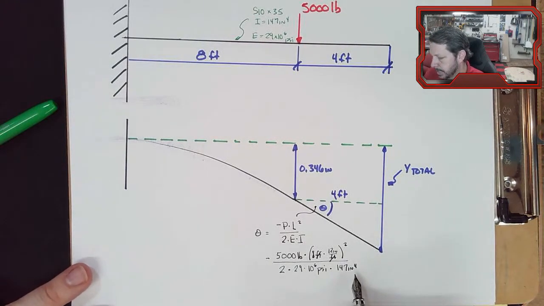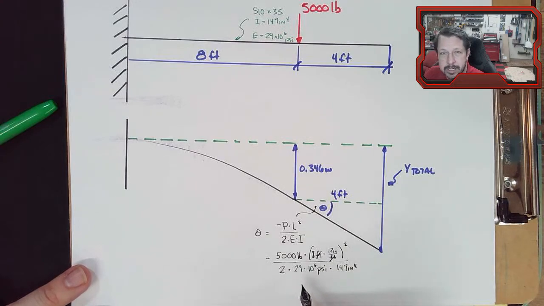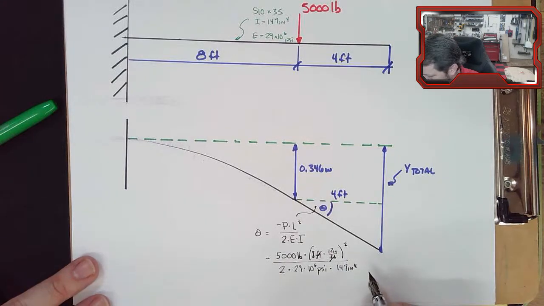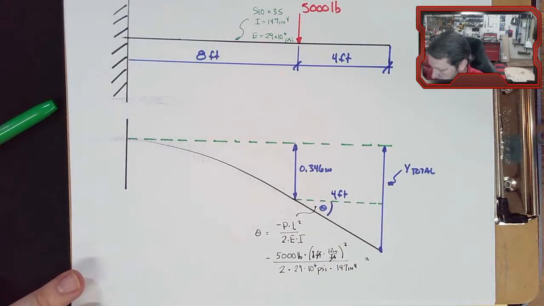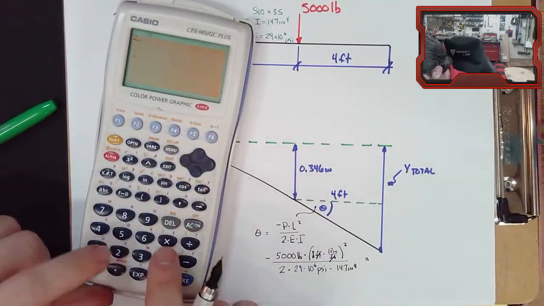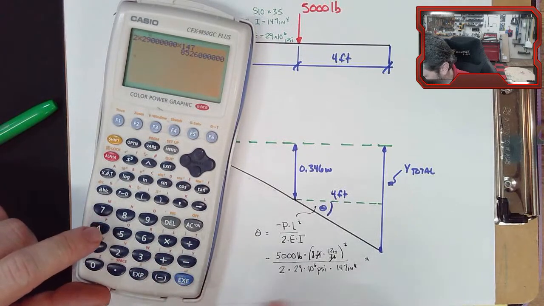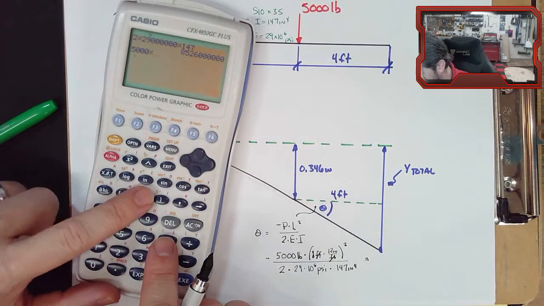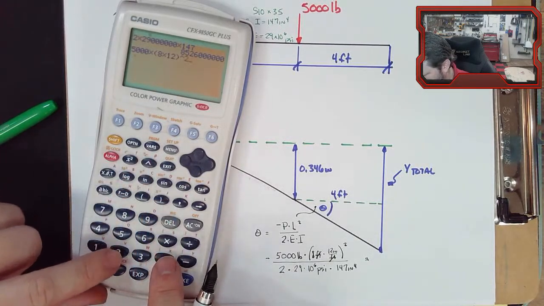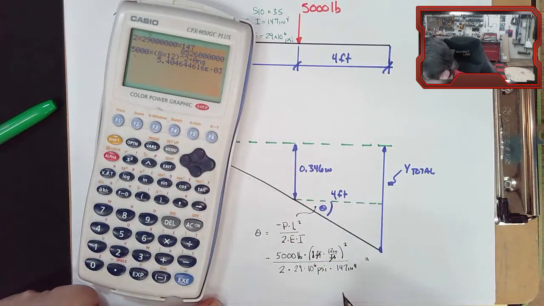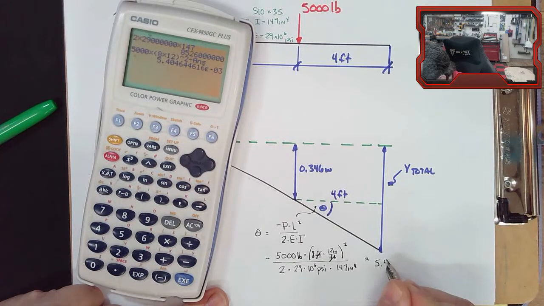So I end up with pound inches squared in the denominator. So I have no units. This thing actually comes out in radians when I calculate this PL squared over 2EI. That'll give me a radian number. And the number will be 2 times 29 million times 147. So there's my denominator. 5,000 times 8 times 12 squared divided by the denominator is a pretty small number, 5.4 times 10 to the negative 3 radians.